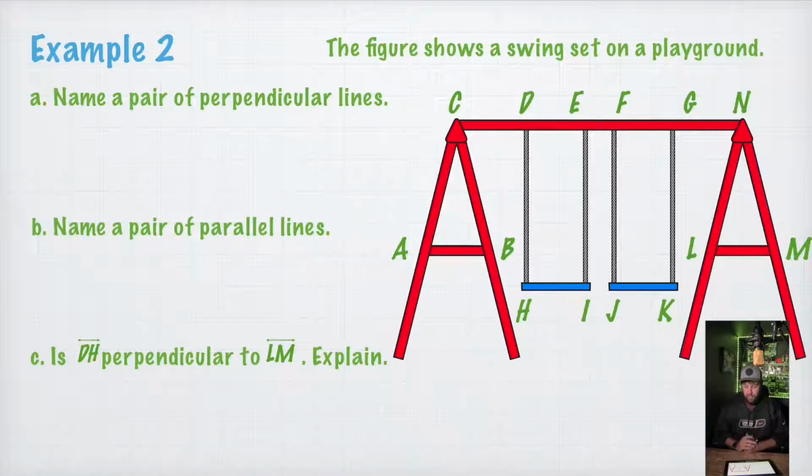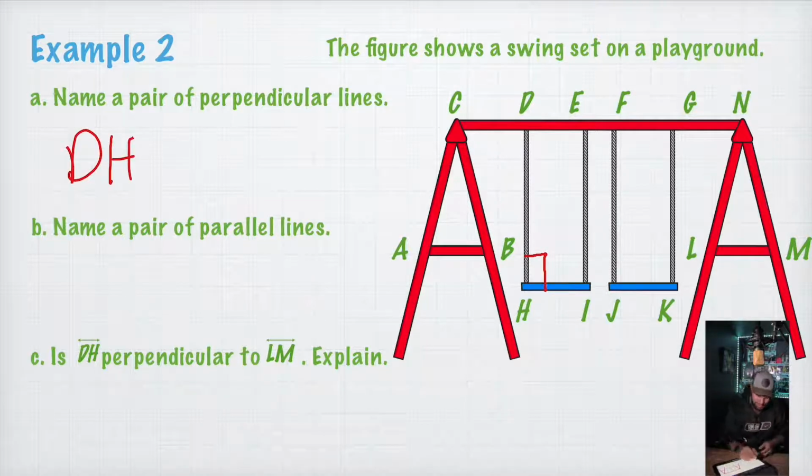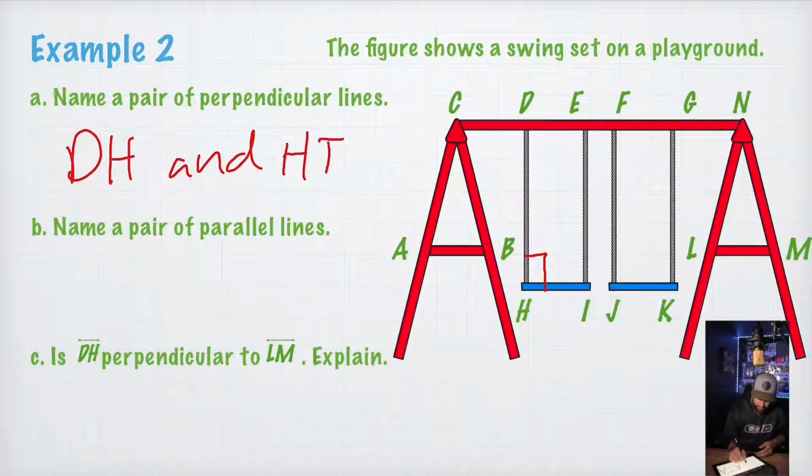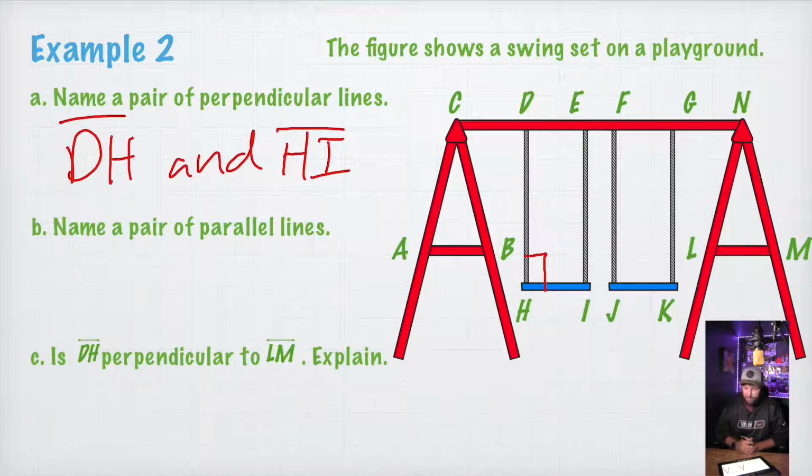So the figure shows a swing set on a playground. They want us to name a pair of perpendicular lines. Perpendicular means they intersect to form a 90-degree angle. So if we take a look at this swing set here, do we have two lines that intersect to form perpendicular? And you kind of got to think of a swing set when you're doing this too. Well, if you look right here, DH and HI form a right angle there. So DH and HI form perpendicular lines.